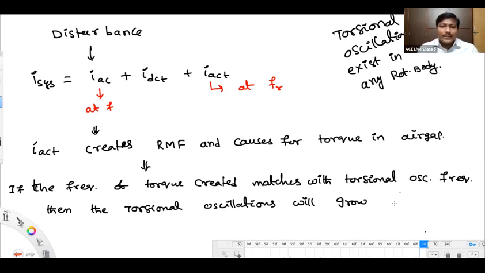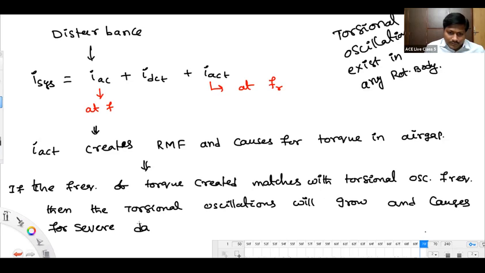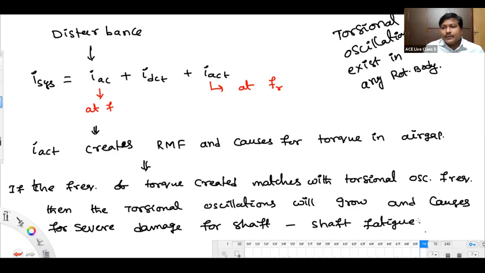Okay, torsional oscillations will grow and cause severe damage for the shaft. For the shaft, this is going to be called shaft fatigue in the alternator. Sometimes we also call it prime mover failure.